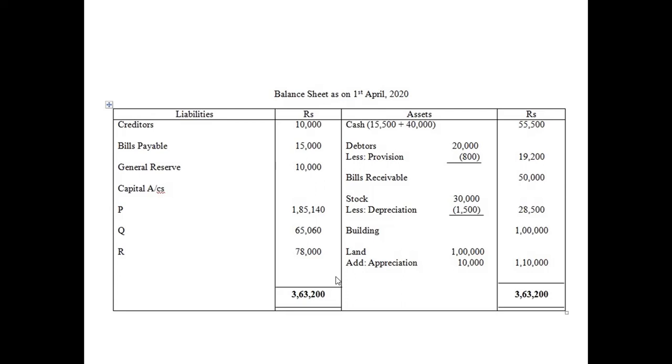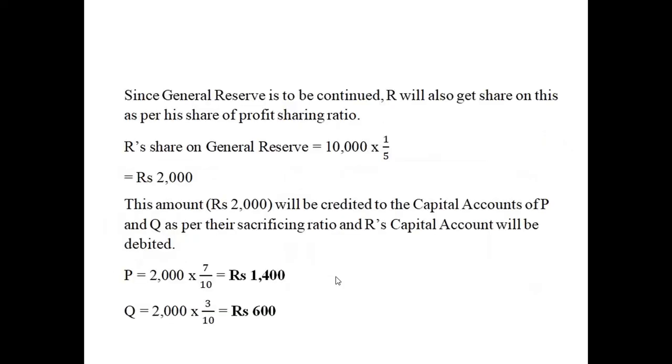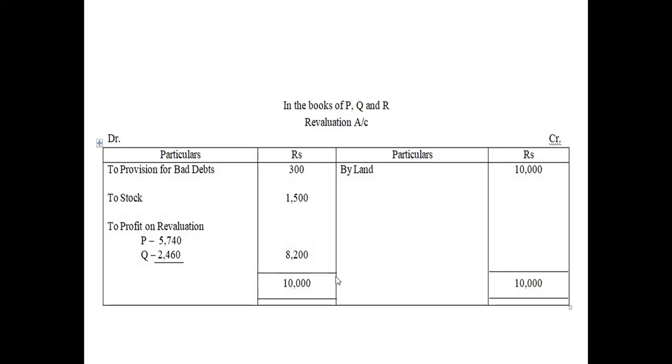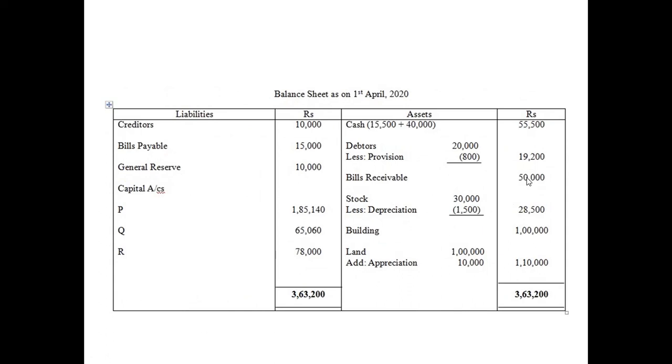Okay, after that we write building. There is no adjustment for the building. You can check the revaluation account one more time. There is no adjustment for the building, so we write the amount directly. But the land is being appreciated by 10,000 rupees, isn't it? So land has to be appreciated by rupees 10,000, so it will be 1 lakh 10,000.